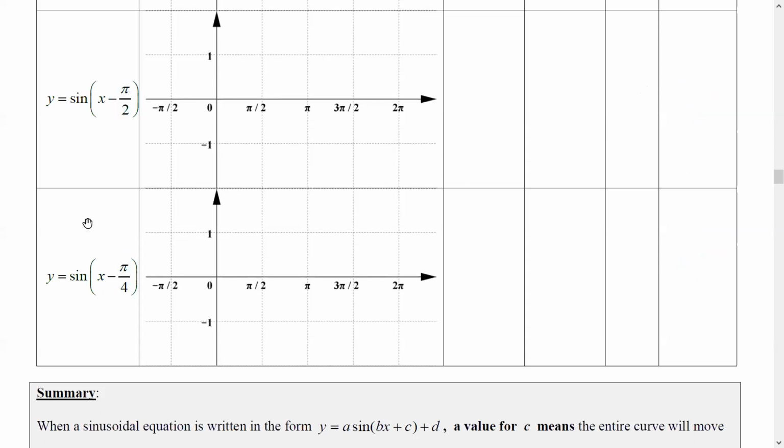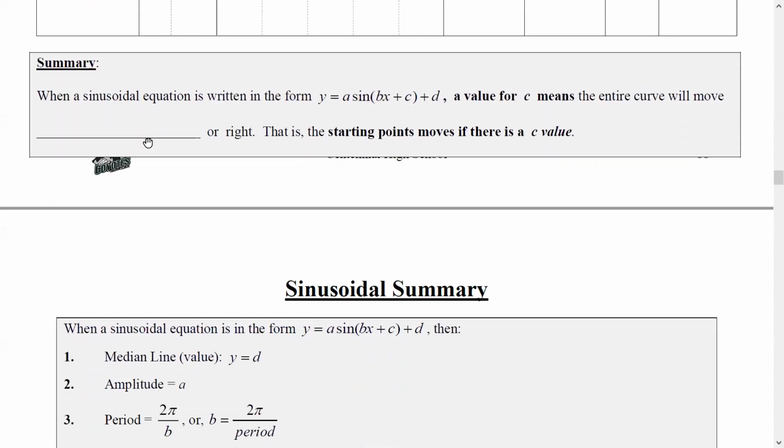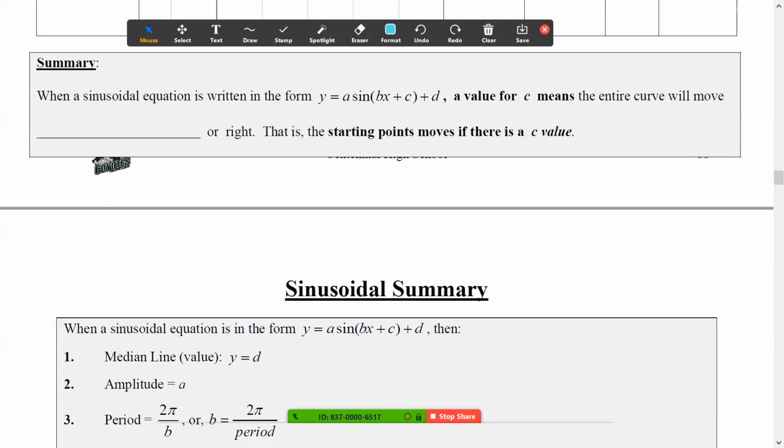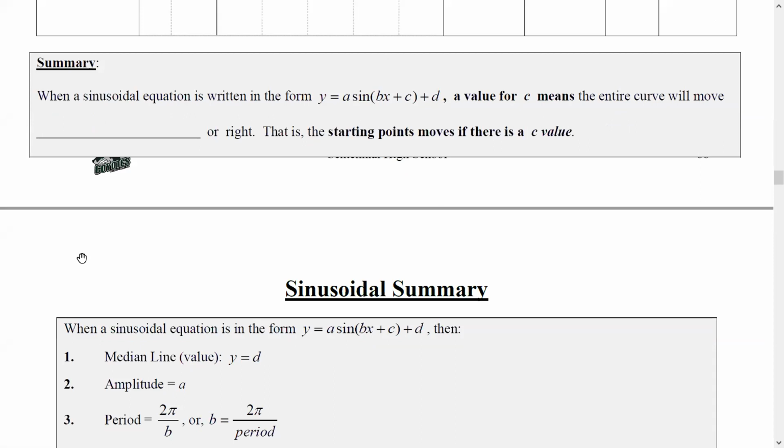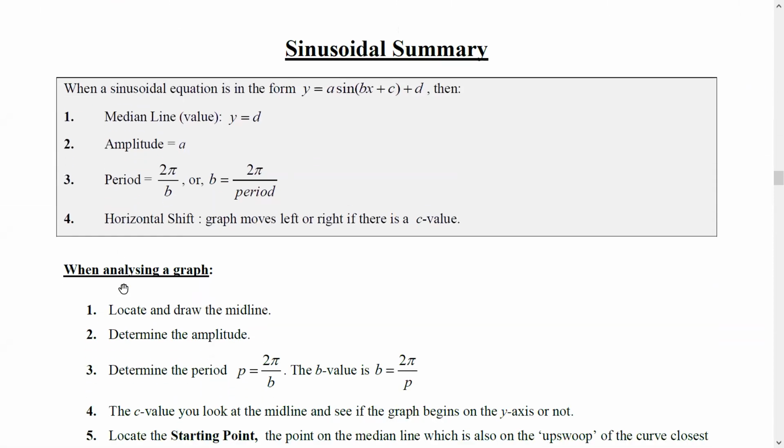So the c value. When a sinusoidal equation is written in this form, the c value means the entire curve will move left or right, horizontally. That is, the starting point moves if there is a c value. That's it. If you take 30-1, that will definitely get a heck of a lot more complicated, but for now, good enough. Okay, next page, the summary.